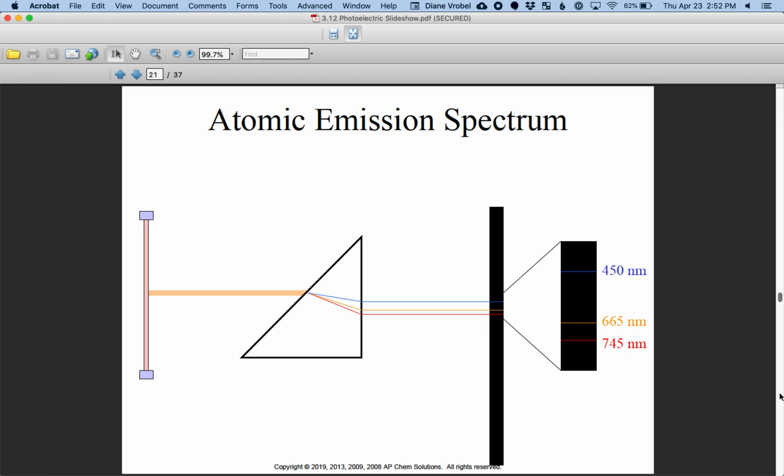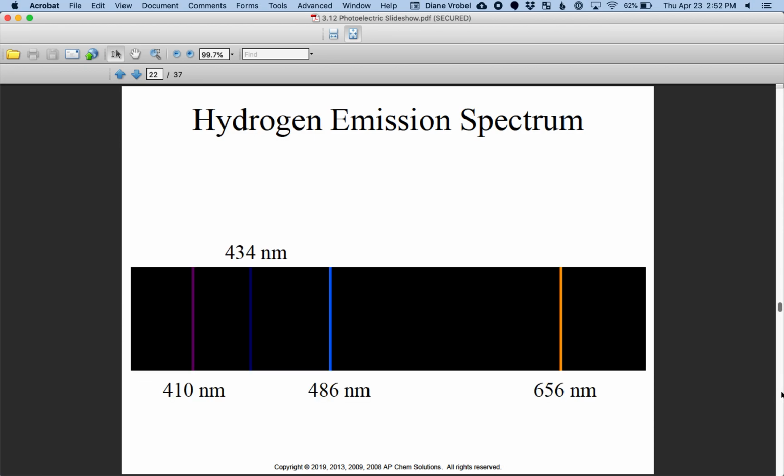But the prism helps actually splitting out the 3 different wavelengths that we can see from that atom. So notice there's a blue light, there's an orange light, and there's a red light. If you didn't have that prism there, you wouldn't be able to tell that there were 3 different frequencies of light that together form that overall light.